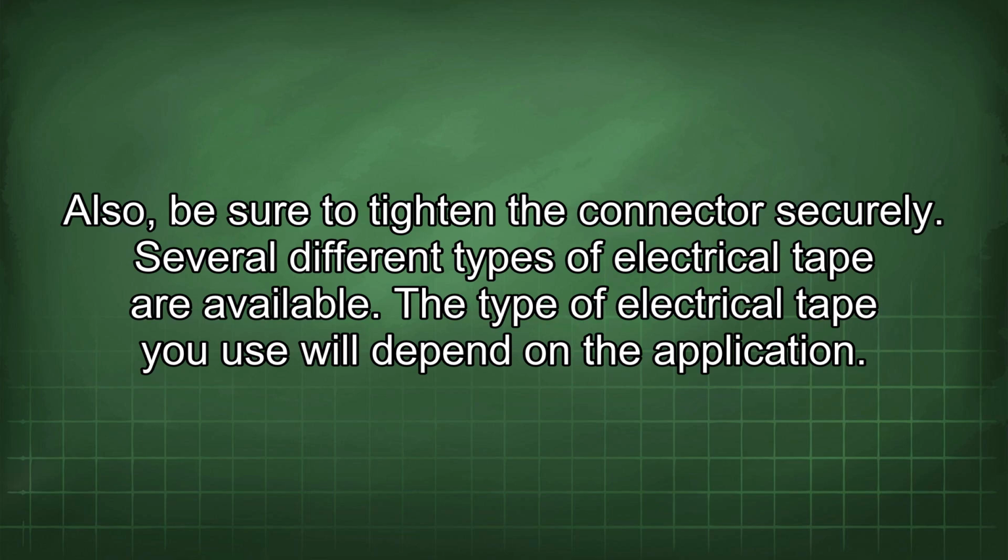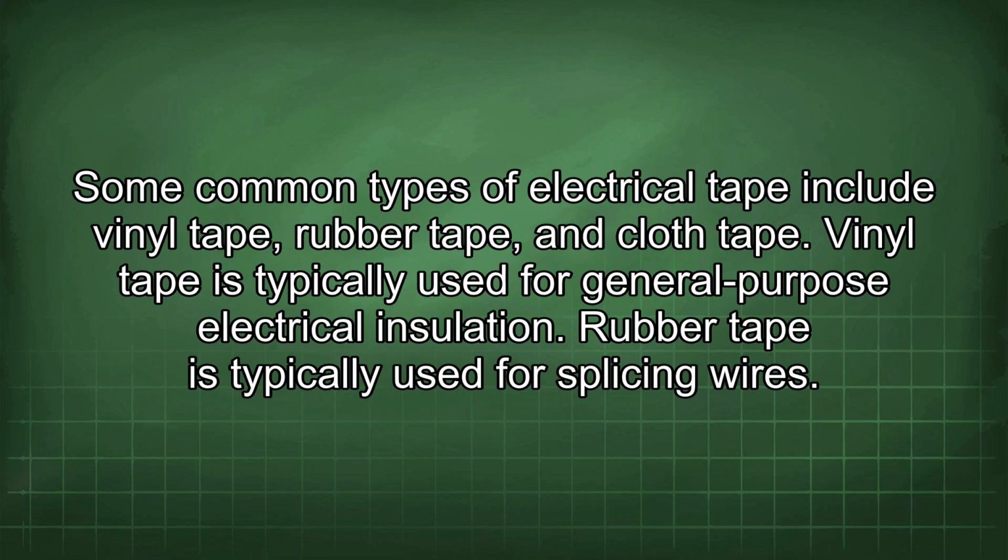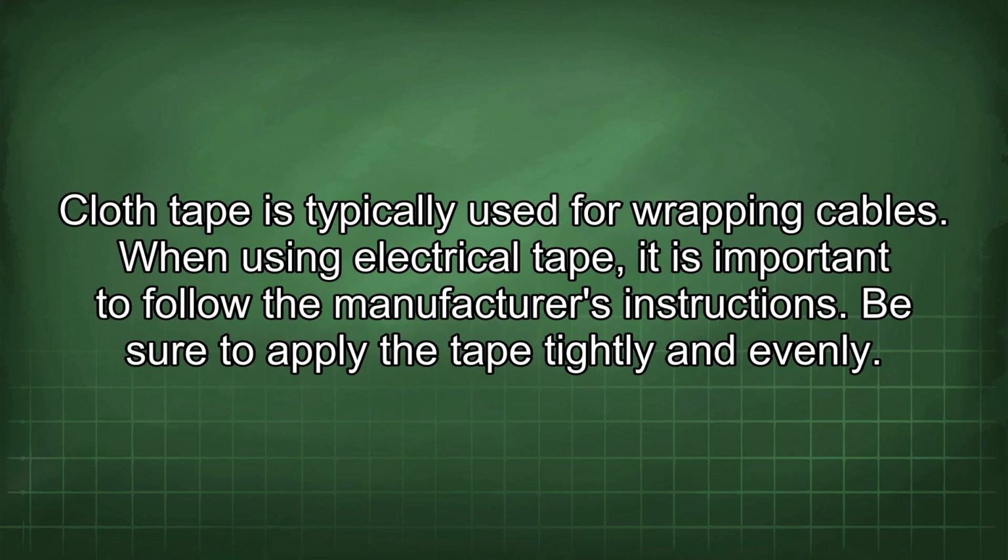Several different types of electrical tape are available. The type of electrical tape you use will depend on the application. Some common types of electrical tape include vinyl tape, rubber tape, and cloth tape. Vinyl tape is typically used for general-purpose electrical insulation. Rubber tape is typically used for splicing wires. Cloth tape is typically used for wrapping cables.